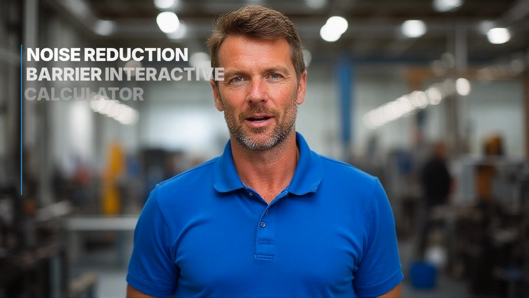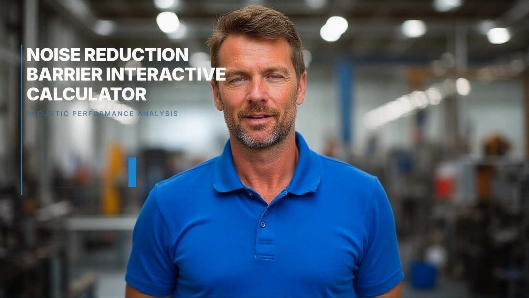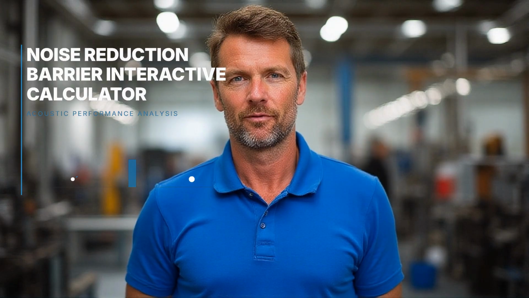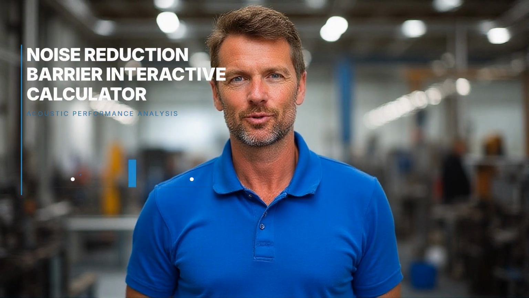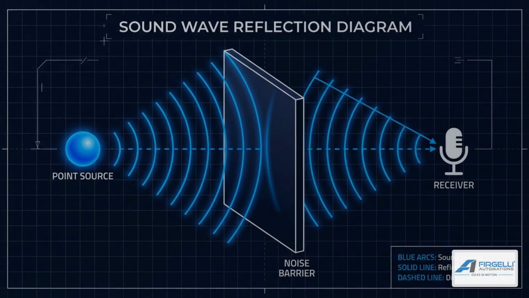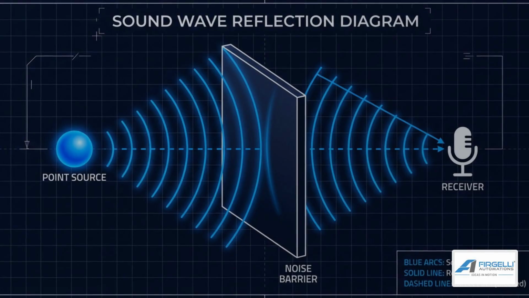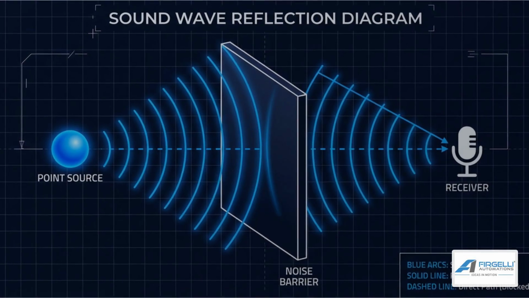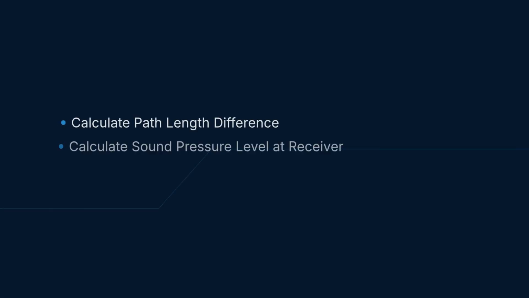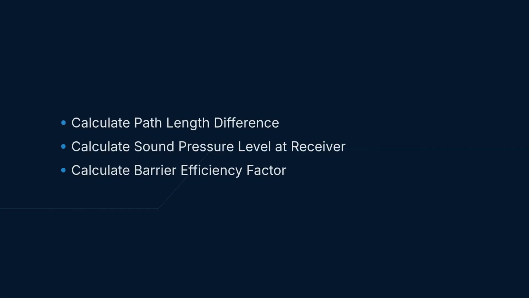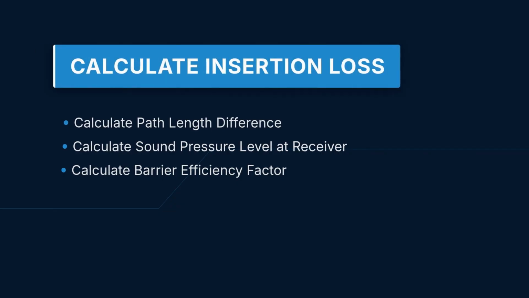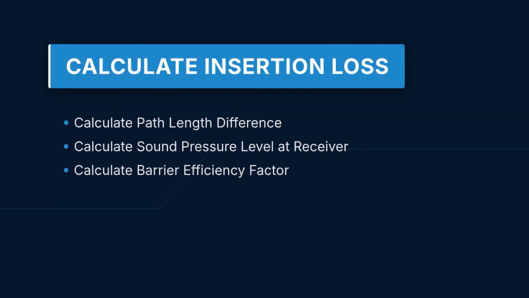The noise reduction barrier. Interactive calculator helps engineers determine the acoustic performance of noise barriers between sound sources and receivers. The calculator has 6 calculation modes in a drop-down menu: calculate insertion loss, calculate Fresnel number, and calculate required barrier height. Calculate path length difference, calculate sound pressure level at receiver, and calculate barrier efficiency factor. For this demonstration, I'm using calculate insertion loss.